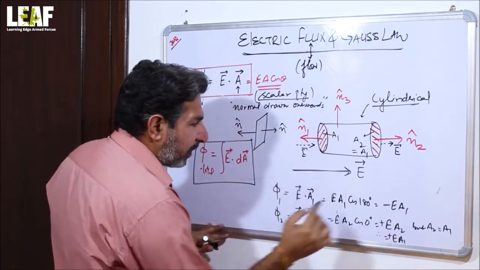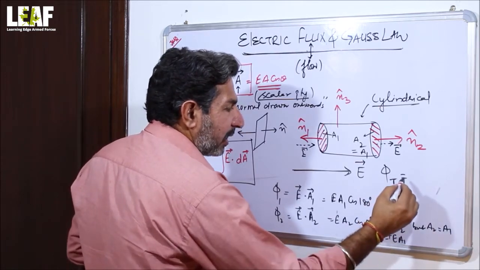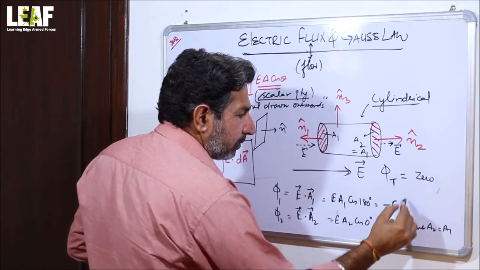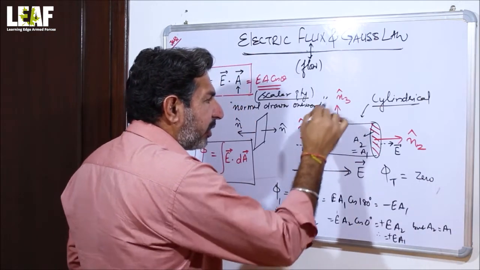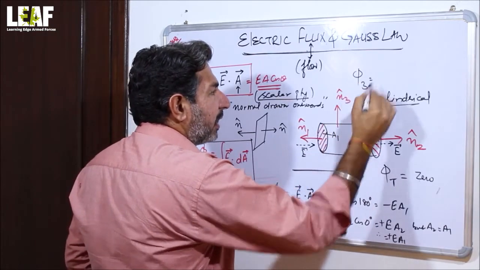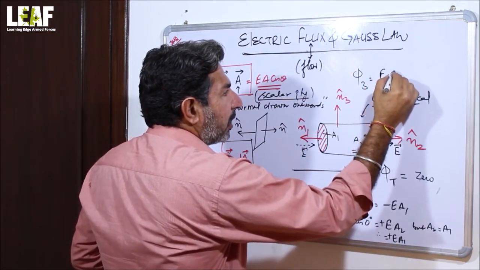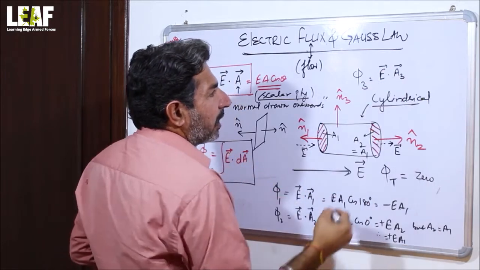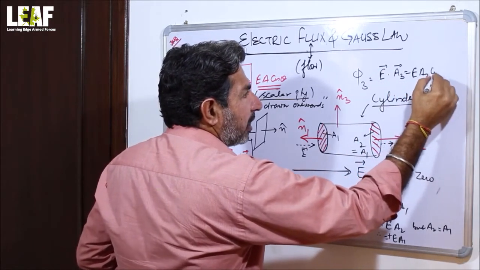Right, now if we summate the total flux, then it will be 0, minus and plus, because this is already 0. For N3 the flux has to be 0. Okay, phi 3, let me tell you, it is E dot A3. So it is E A3.